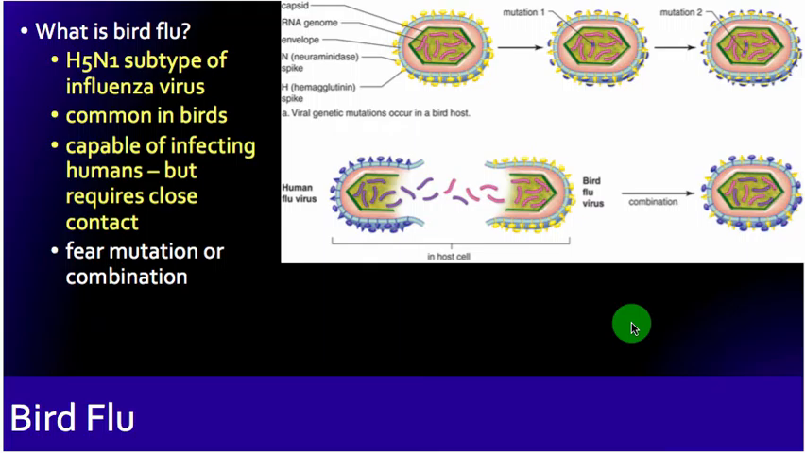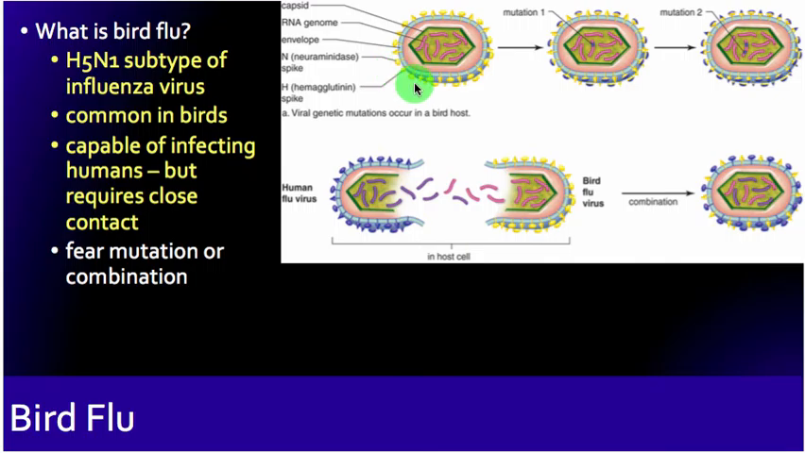Now, for the most part, this doesn't happen that easily because this tends to infect lower in our respiratory tract than other forms of flu, and so it's less likely to be passed on. But we do have some concerns about possibilities for mutation or the combination of the H5N1 with some human forms of the virus, which might make it easier to spread amongst people. And so that's what this picture over here shows.